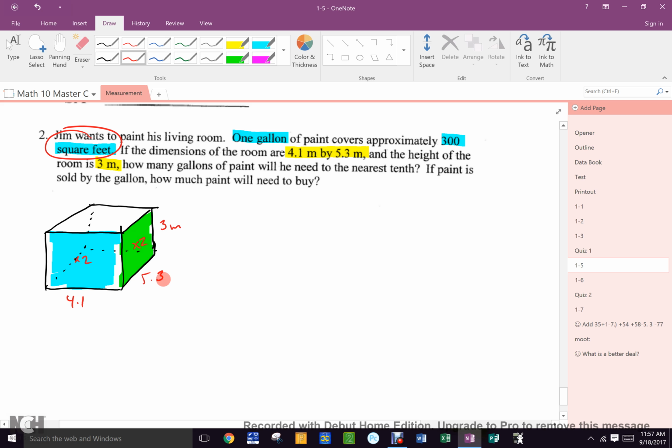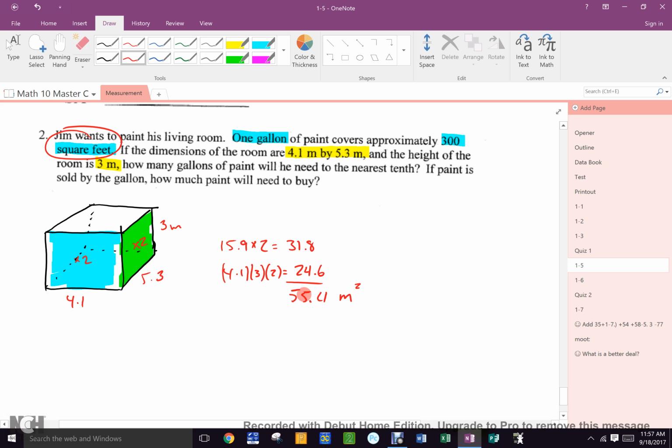Should I convert 5.3 and 4.1 and 3 to feet? Or do I convert 5.3 times 3, which is 15.9, times 2, which is 31.8, and then 4.1 times 3, which is 12.3, times 2, to get 24.6. Add them up to get 55.4 meters squared. Should I convert that to feet?